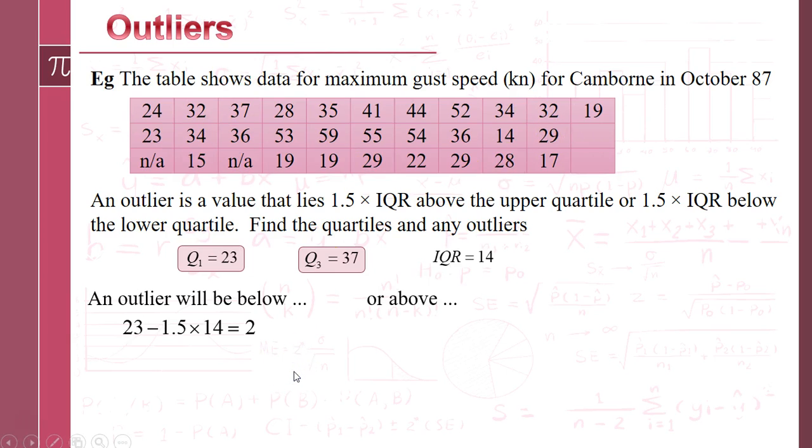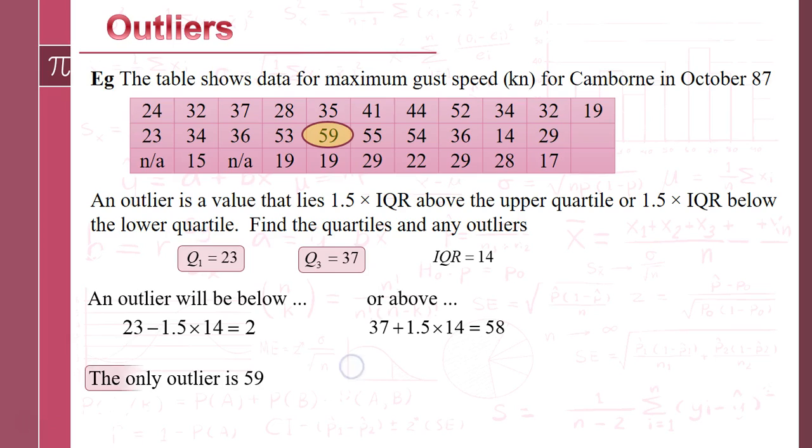And let's have a look at the ones that are above a certain value. So this time we want to use the upper quartile, the 37, plus 1.5 times 14, which is 58. So what that does is give us 59, which we're now defining as being an outlier. And as it turns out, if you know your large data set and you know about October 1987, you'll know that that maximum gust speed was the 16th of October, when the big storm hit.